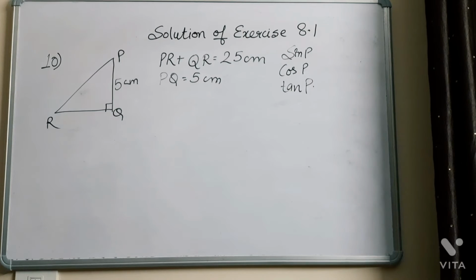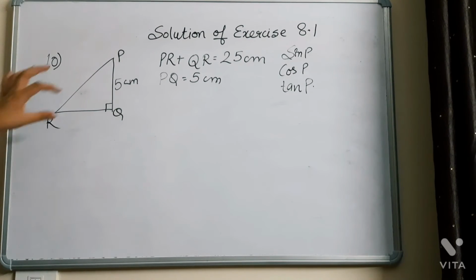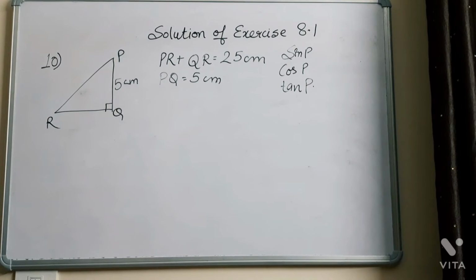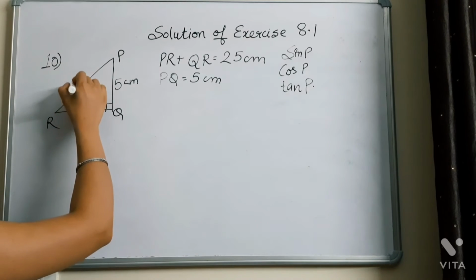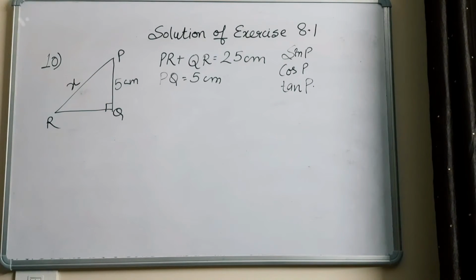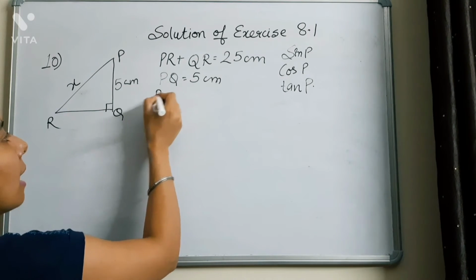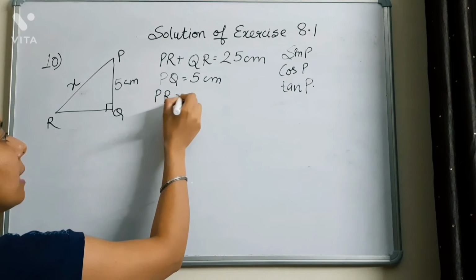So let's start the solution of this question. So you are given nothing but just this side PQ and the sum of this and this side. So let's suppose I am taking one side as x here. Fine. So I am taking PR as x. So put here PR is equals to x. I am just supposing PR is equals to x.